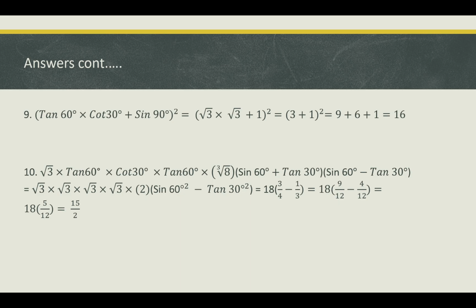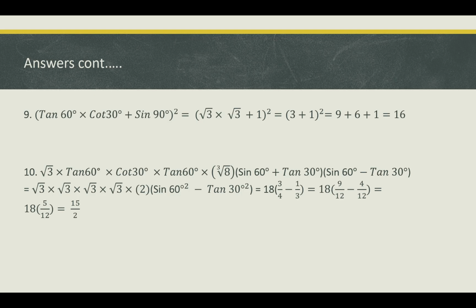Question number 9 and question number 10. In question number 9, you have to use BODMAS and the formula a plus b whole square. So in question number 9, it states that tan 60 multiplied by cot 30 plus sin 90, whole squared.